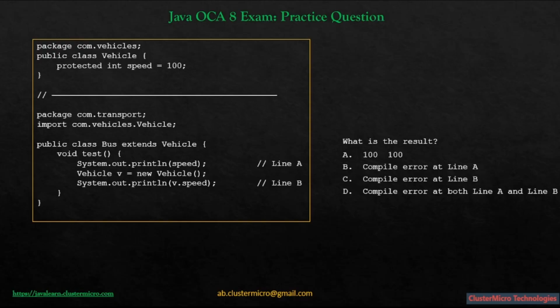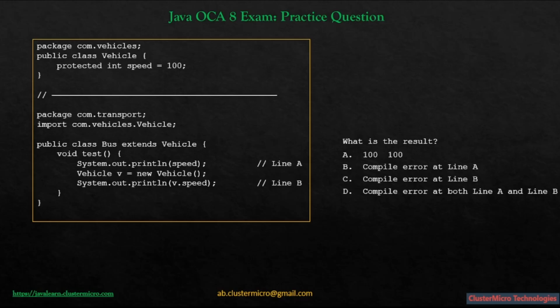So Java allows this. A subclass in a different package can access protected members through its own inherited copy of the field, and line A will compile fine. You could also write this.speed and it would be identical. This refers to the current Bus object, which has speed as an inherited field.